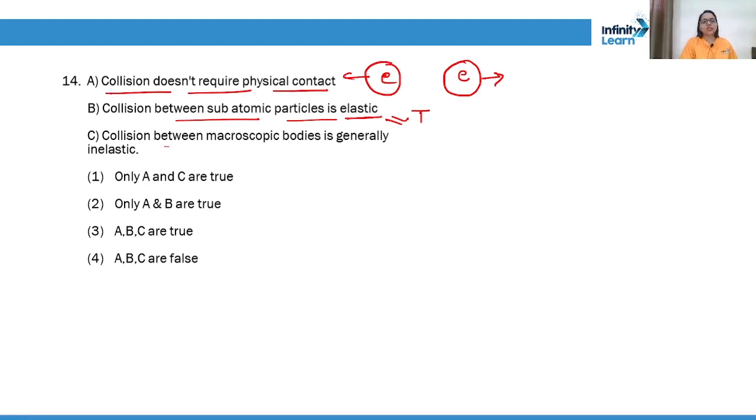Next one, collision between macroscopic bodies is generally inelastic. Yes, if the body is macroscopic, right, then there will be some contact, and because of that there will be some permanent deformation, and that type of collision is inelastic, right? So statements A, B and C all are true, which is option 3.